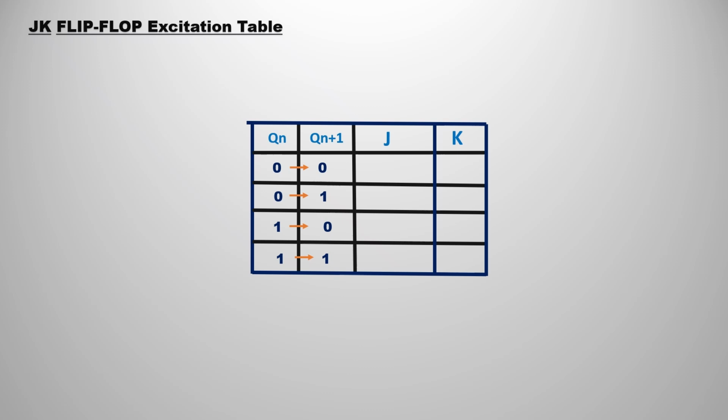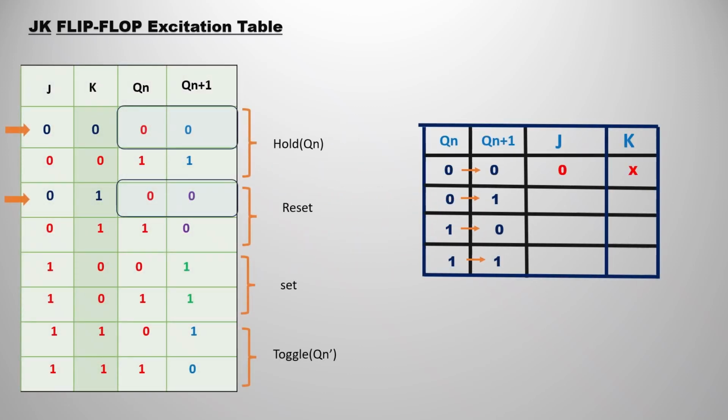These excitation tables are very much used in flip-flop conversions. In the upcoming videos we are going to see flip-flop conversions from SR to JK, JK to SR, SR to D, D to SR, and similar conversions. Those conversions need this excitation table, so these excitation tables are very important. As I already said, for building the excitation table we need the characteristic table, so I took the characteristic table.